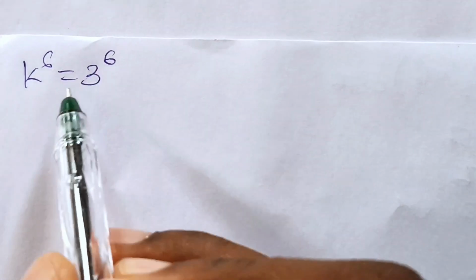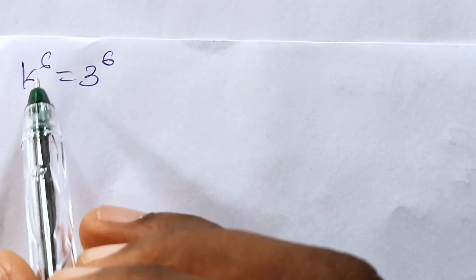Hi everyone, let's solve for the six values of k. So I would like you to watch to the end and enjoy the ride, okay? All right. Now the first thing we need to do is to bring this to this side.